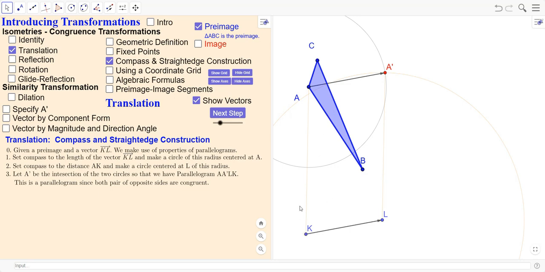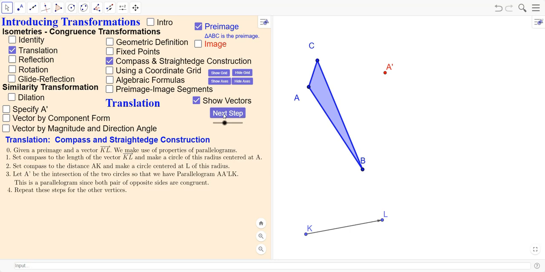So we've made sure, by the way we set our compass, that opposite sides of this parallelogram, A prime L, K, are congruent, therefore it is a parallelogram. And that makes these vectors here parallel and the same length, which makes them the same vector. And so A is going to be translated by the same amount as K is to L. From A to A prime is the same vector. Now you just repeat the same thing for the other vertices.